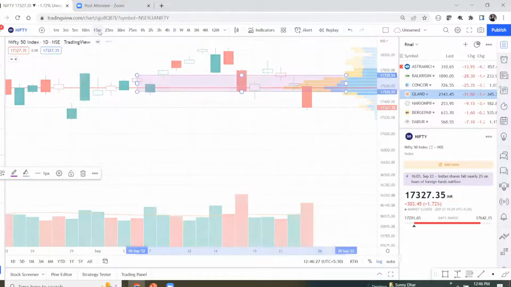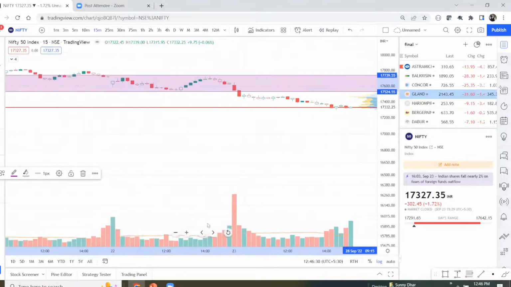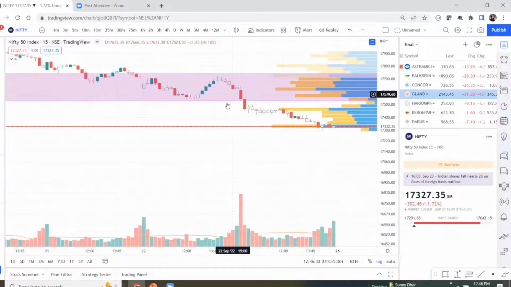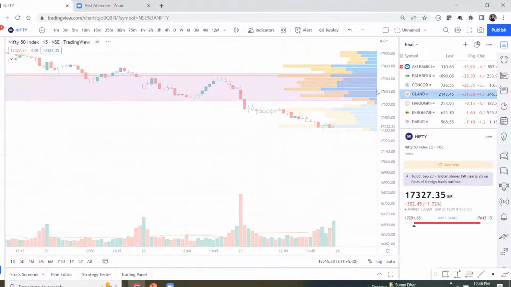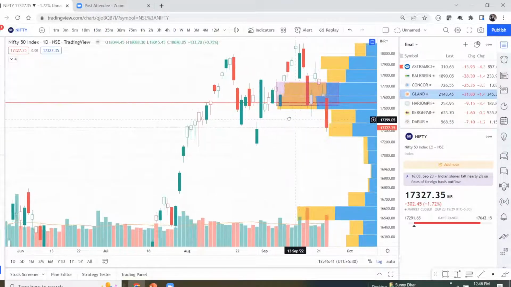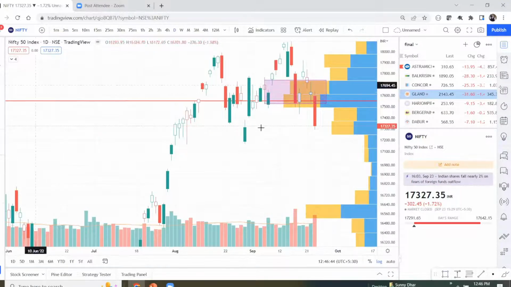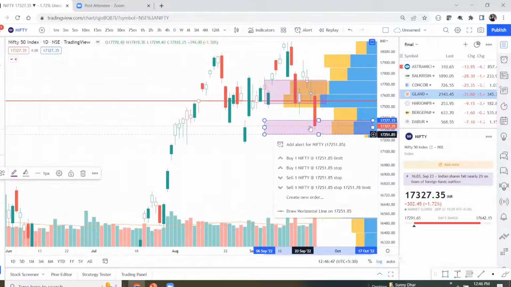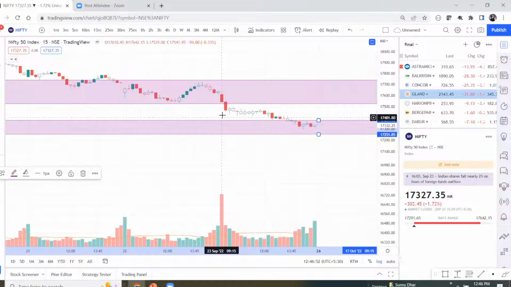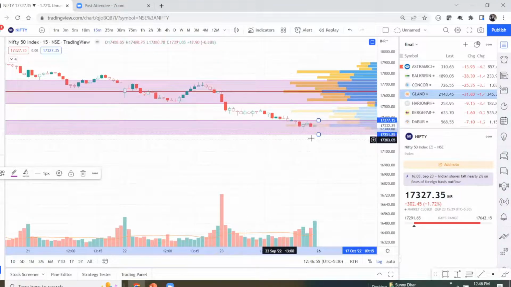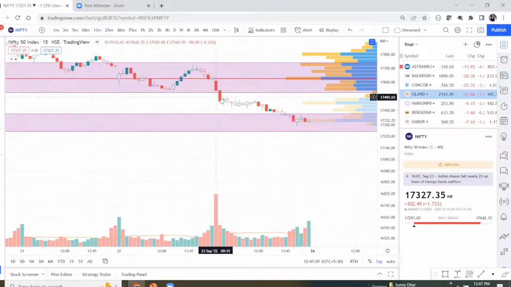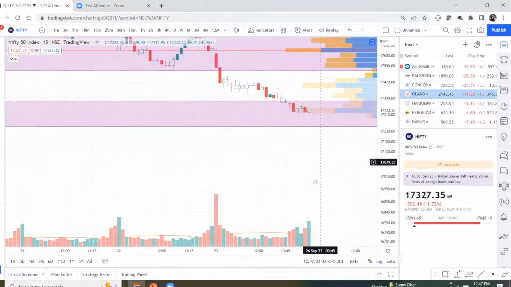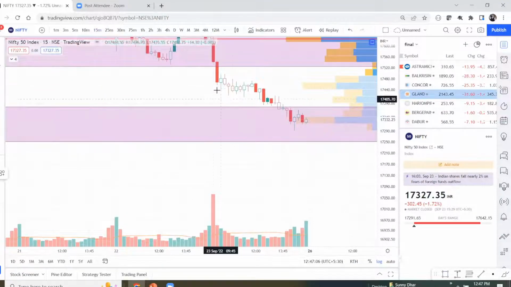Now let me go to a smaller time frame, 15 minutes. See, when price moved out of this high volume node, you see immediately it fell down. The reason is that when price moves out of a high volume node, it quickly falls and goes to the next high volume node. So in between, you see there is a low volume node. Basically it travels quickly from a high volume node and will stop at the next. Now again a high volume node is created.